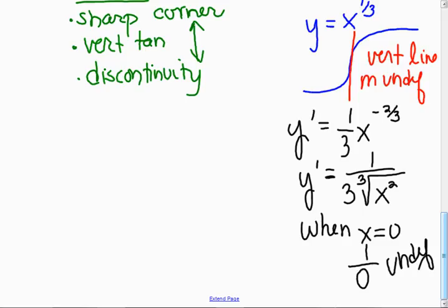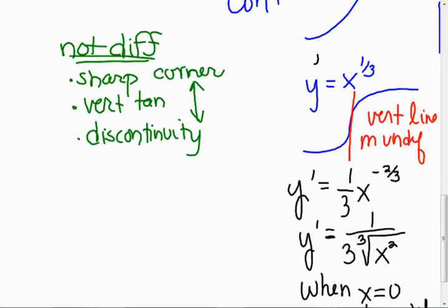Does f of 0 exist? What is f of 0? If it was not there, I would say it's a vertical asymptote. But it's the cube root of 0, which is 0. It does exist. If you zoom in on it, you can't see that part because you keep zooming in. Now it's vertical. The calculator doesn't know what to do.